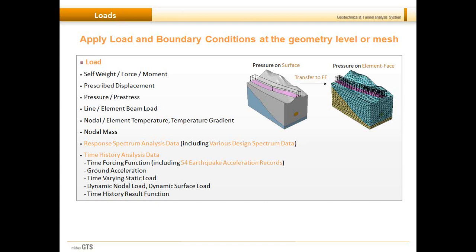And using this, you can create ground acceleration data or time varying static load or a dynamic nodal load or dynamic surface load for the dynamic analysis. So the load can be applied either to the geometry or to the mesh, similar to the boundary conditions. The advantage of applying the load to the geometry is that, let's say during our modeling, if we are updating our mesh or refining it or deleting it, then the load conditions assigned to those mesh elements would automatically be modified or changed. So to stop that, or to not let that happen, we can assign our loads to the boundary as well.